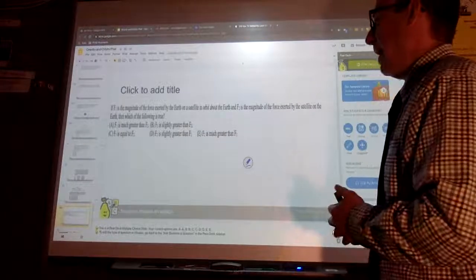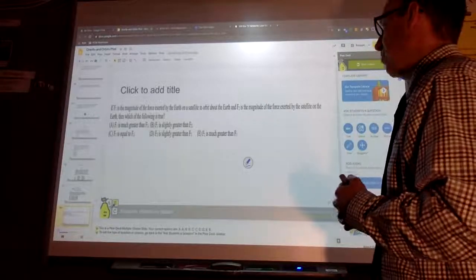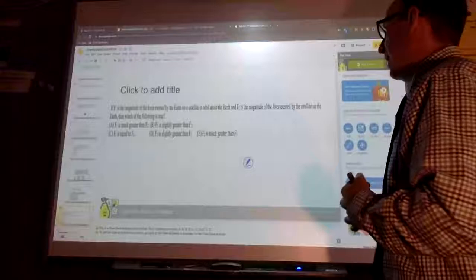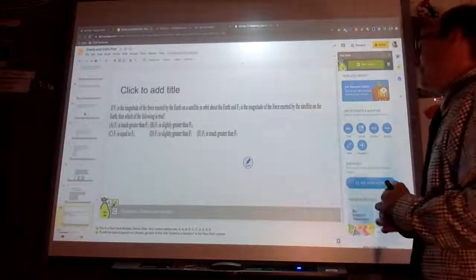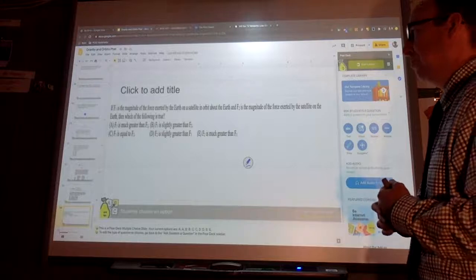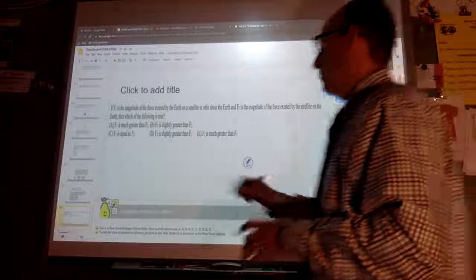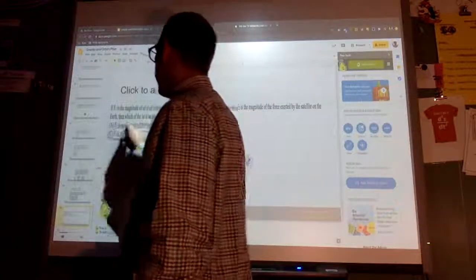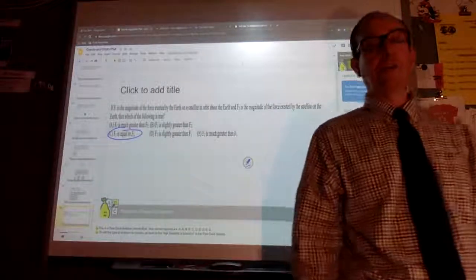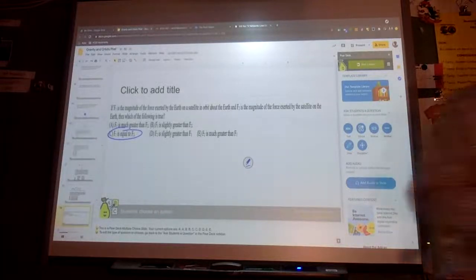If the magnitude F1 is the magnitude of force exerted by the Earth on a satellite in orbit around the Earth, and F2 is the magnitude of force exerted by the satellite on the Earth, then which of the following is true? These are equal. And we saw that in a number of places in the lab. They're equal and opposite forces.